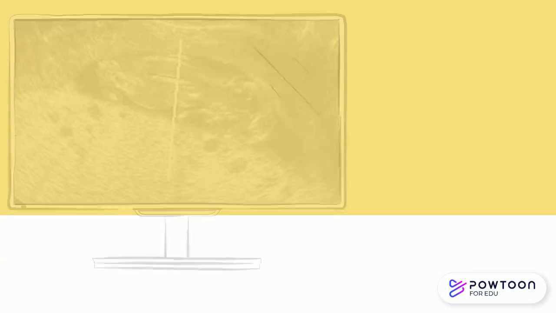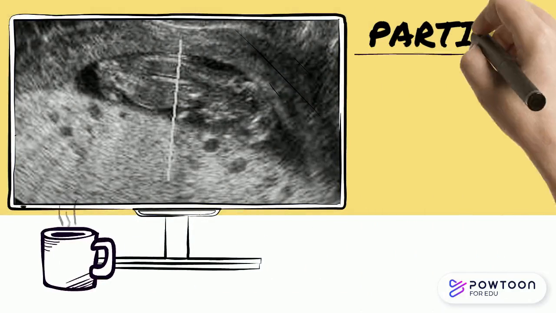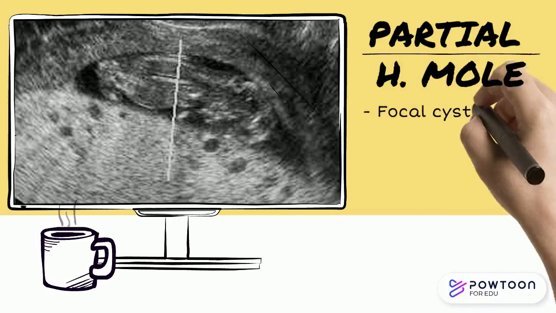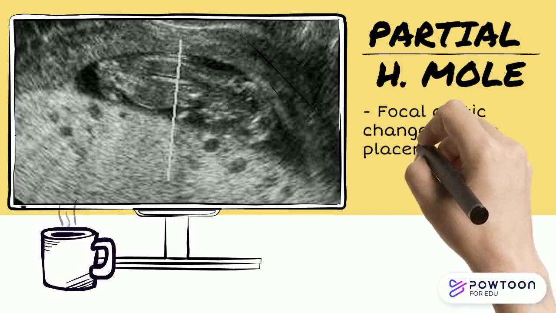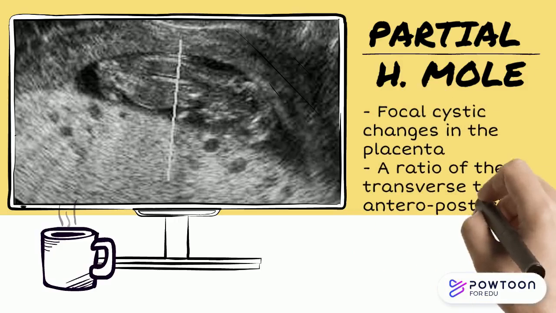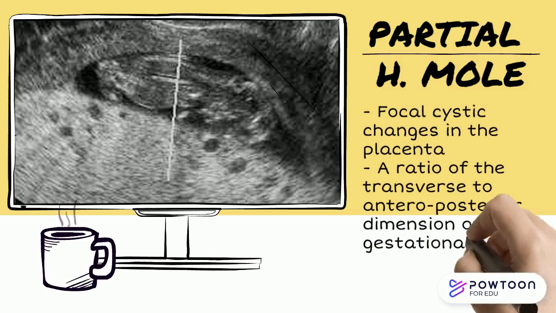Ultrasound diagnosis of partial H-mole is less accurate and nearly 70% of cases will be missed. However, two sonographic findings are significantly associated with partial H-moles. This includes focal cystic changes in the placenta and a ratio of the transverse to anteroposterior dimension of the gestational sac of more than 1.5.